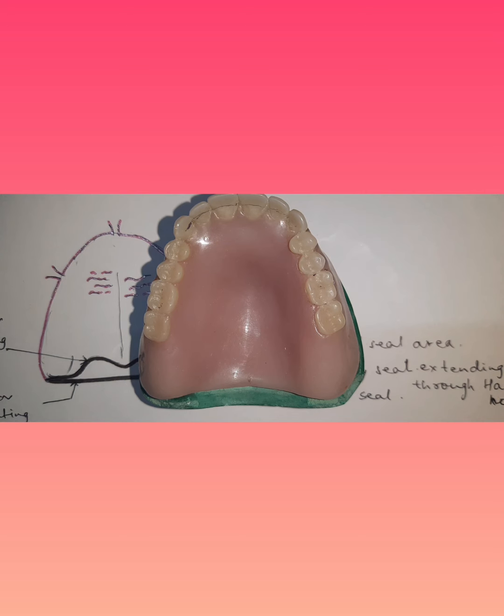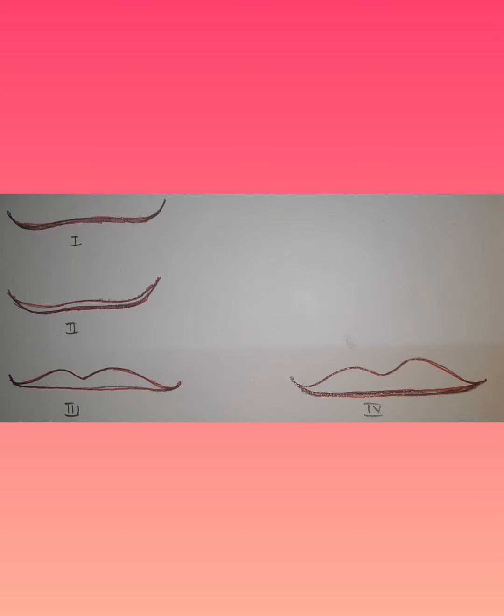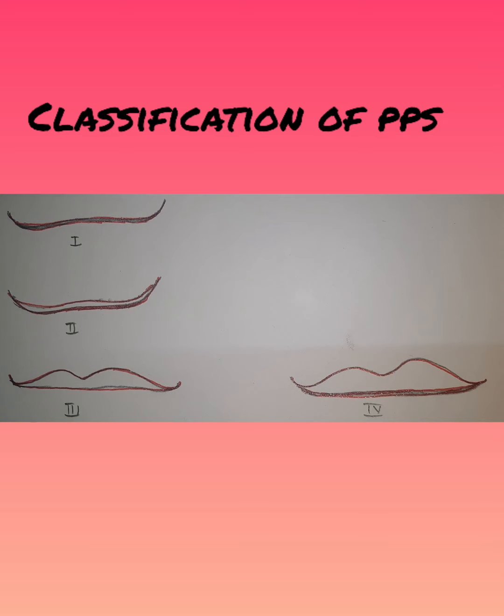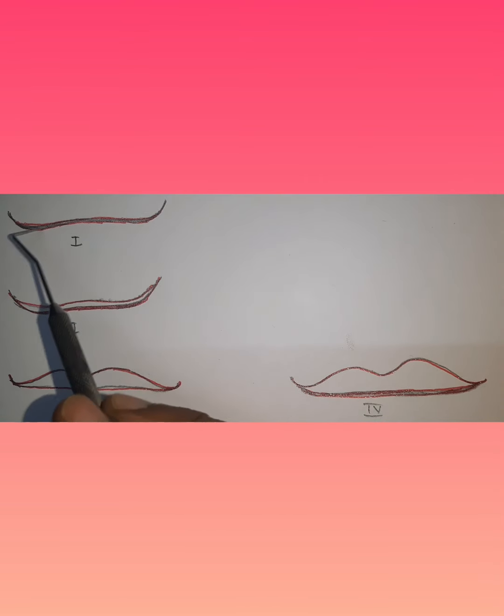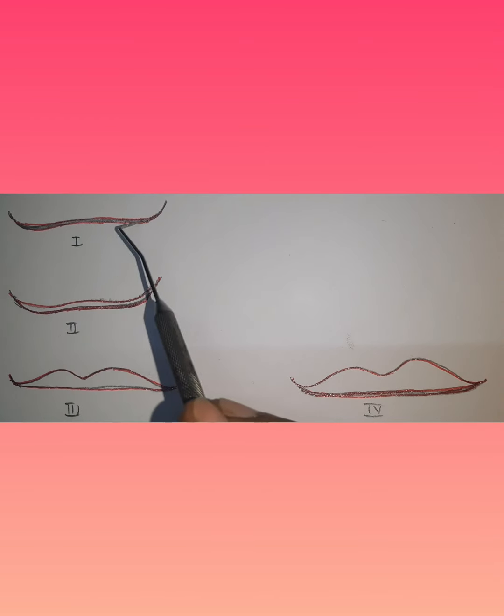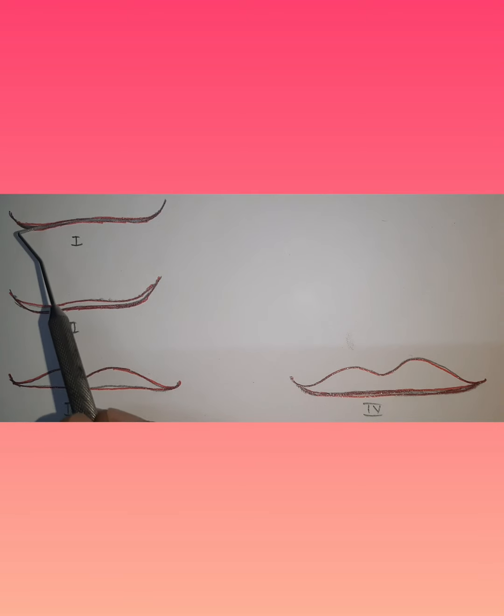Now, what are the types of posterior palatal seal? Classification of posterior palatal seal: according to Milne and Young, there are 4 types. First one is the single bead posterior palatal seal. That is, you'll be recording the posterior palatal seal and giving a single bead, which extends through the hamulus, from the hamular notch on one side to the hamular notch on the other side. That is the extension of your posterior palatal seal. So the first type is single bead posterior palatal seal.